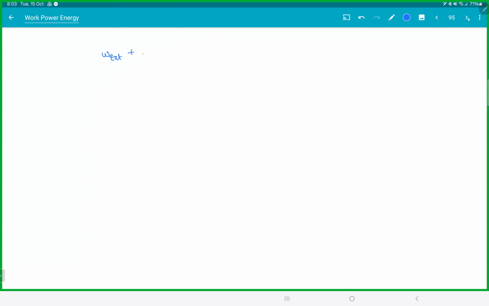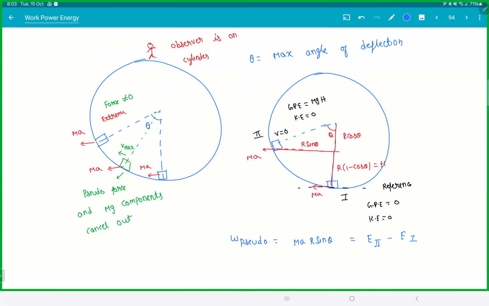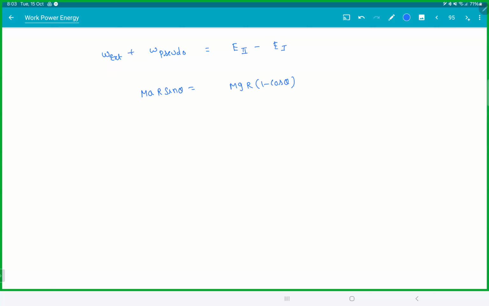So work done by external plus work done by pseudo equals energy final minus energy initial. This is mAR sin theta. E final is mgh, where h is R(1 minus cos theta). Everything else is zero. The m will cancel. R will cancel.